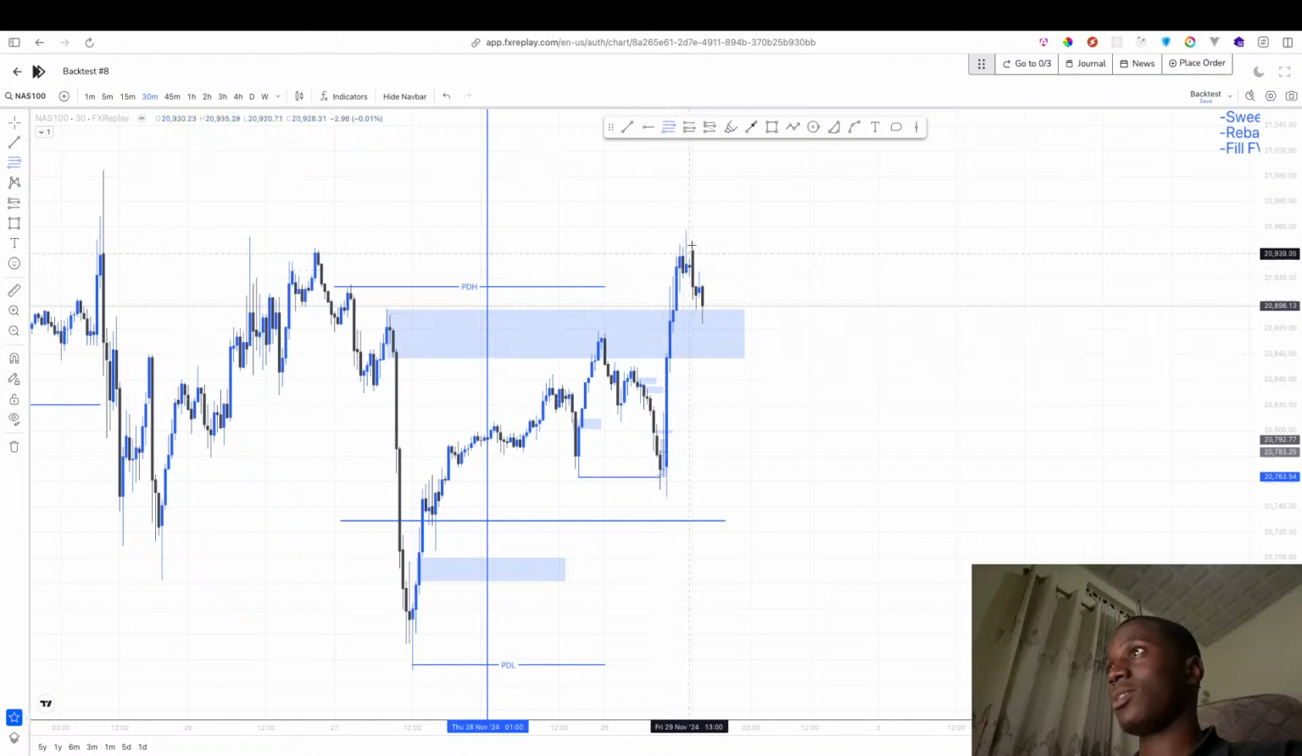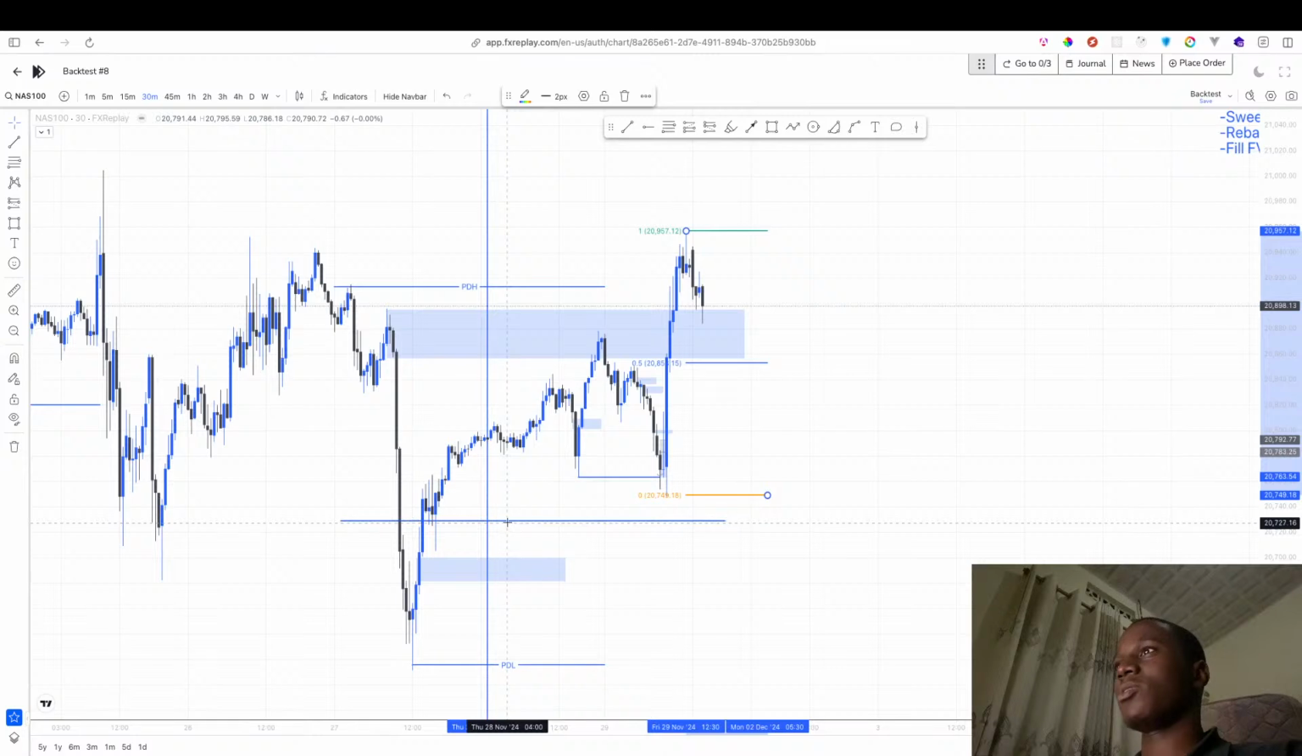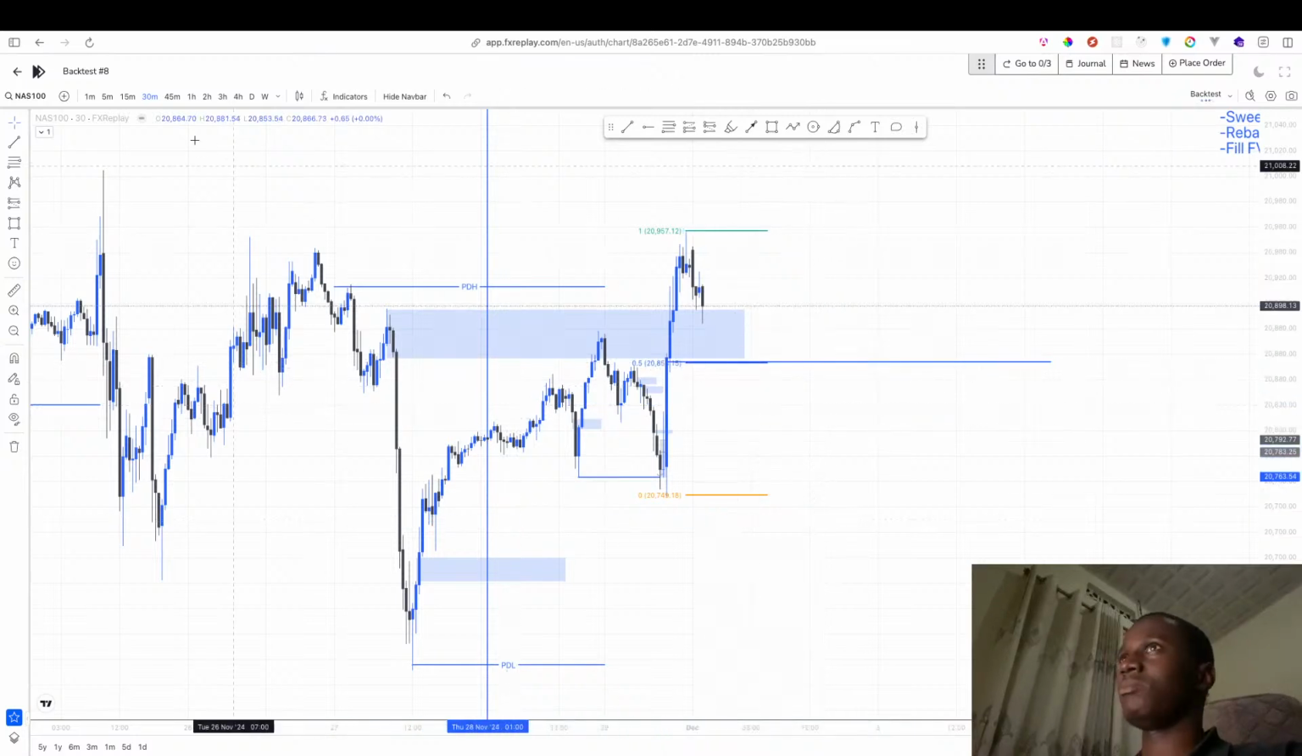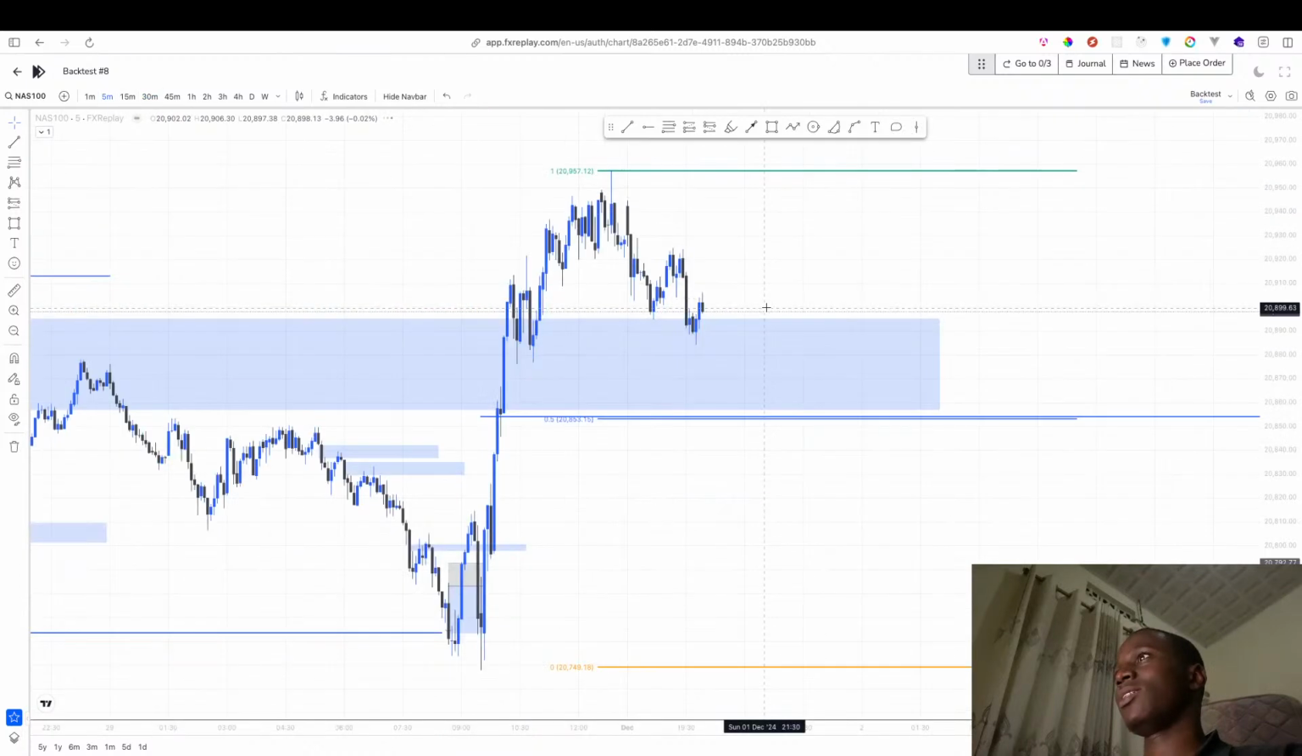This one is a good one. Trust me, this one is a good one. Let's move this line right here. I think this one will be a good trade. Let's see how we work out.